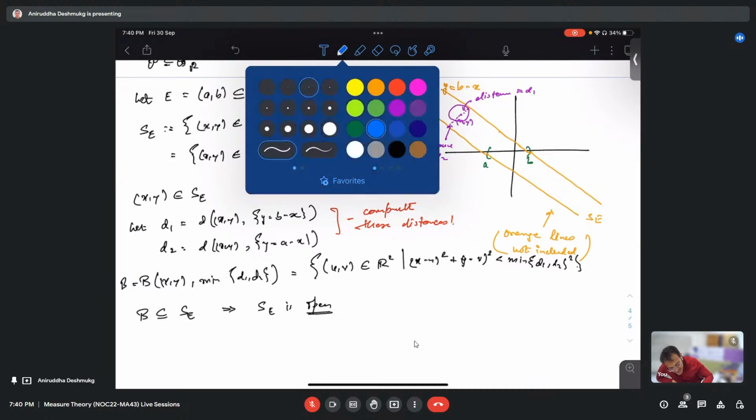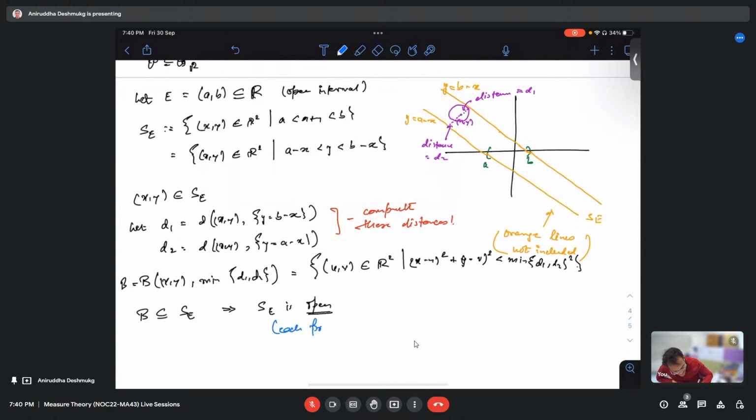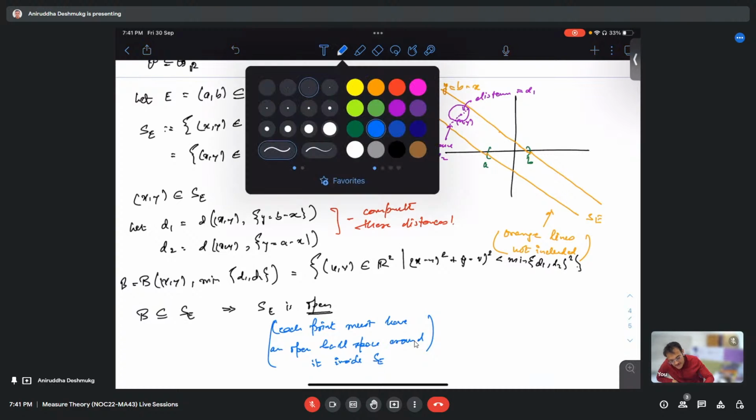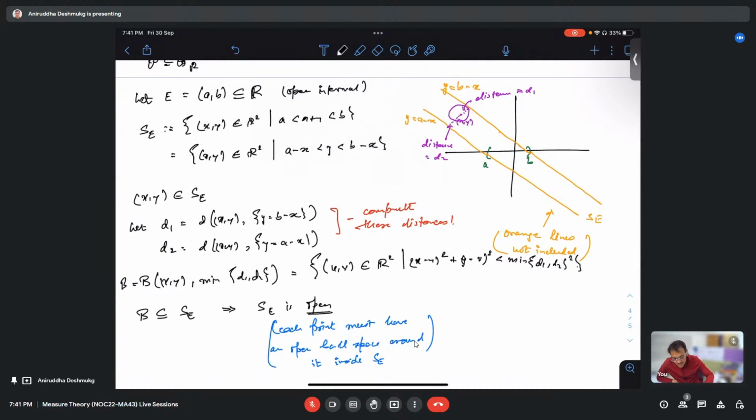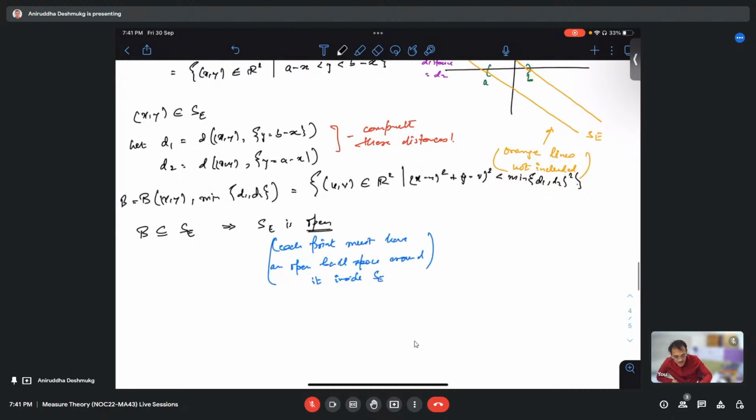Because the definition of open sets is that each point must have an open ball around it inside SE. So you take any point in SE, we should be able to find a ball which contains that point, and it is contained inside SE. So we can do that. This is the construction. This is the way to do it. Therefore, SE is open. Therefore, SE is a Borel set, and hence SE is contained inside BR cross BR.